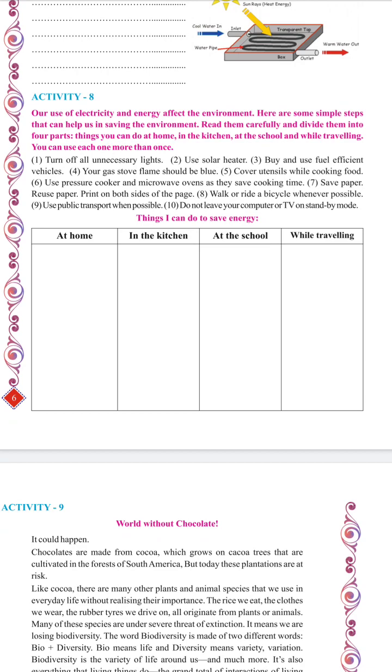Number 3 is buy and use fuel efficient vehicles. So that is while traveling. We cannot write it at home, in the kitchen, or at the school. We cannot drive vehicles inside our houses. While traveling we can use the vehicles. We cannot use them in the kitchen or in the school. Okay, so while traveling we can use the vehicles which are efficient in fuel.